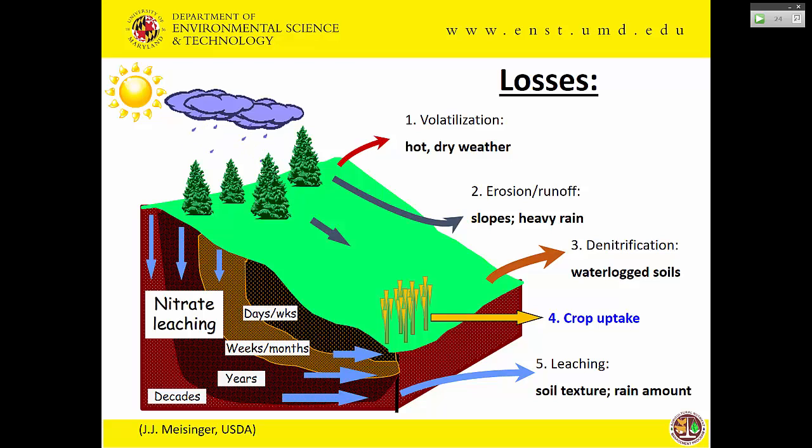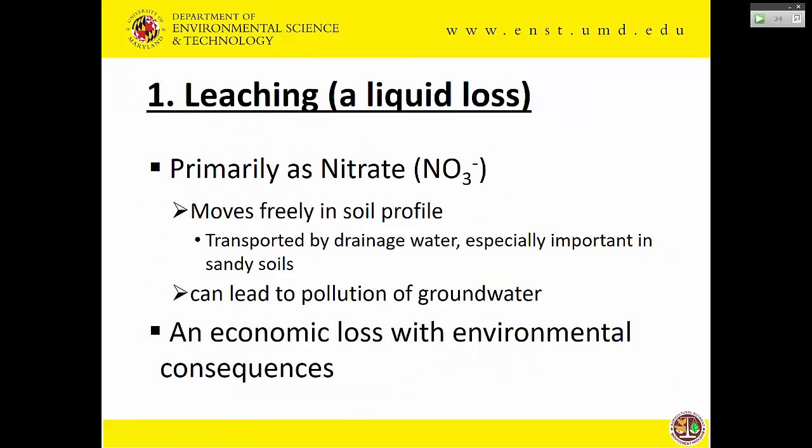And then again, when the crop takes up that nitrogen, the crop is gone from the field. So soil is depleted of nitrogen. So you could also consider that as a net loss from the soil's perspective.